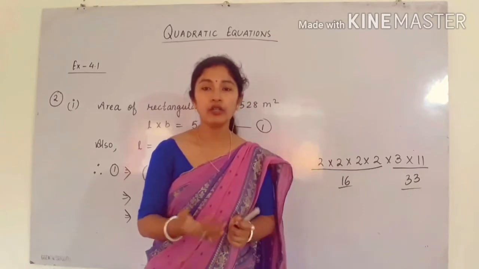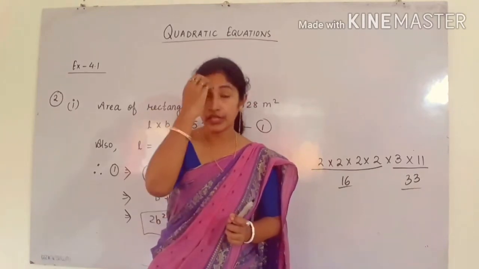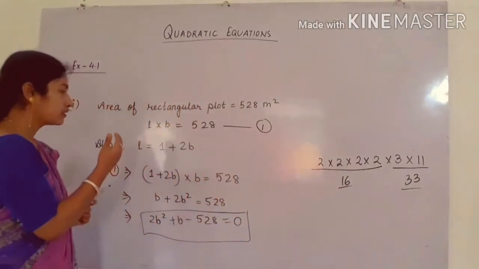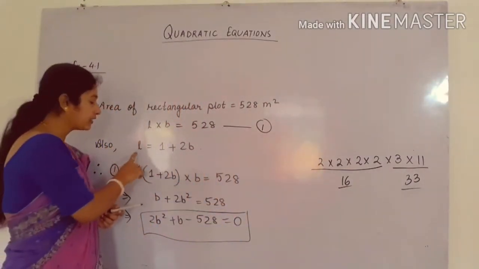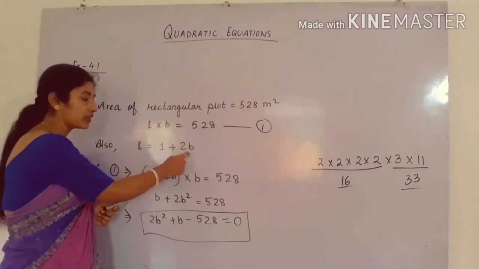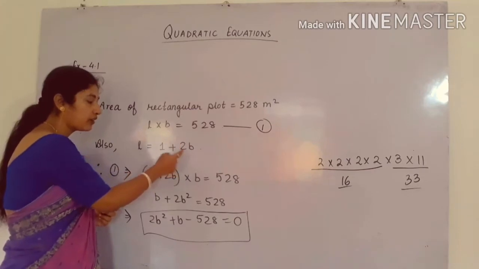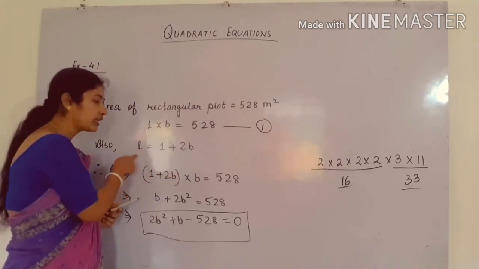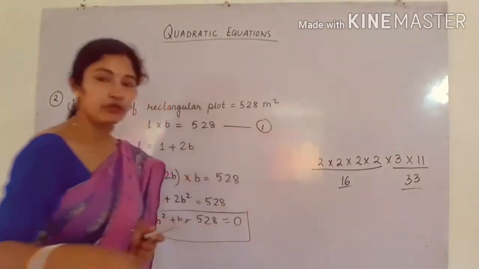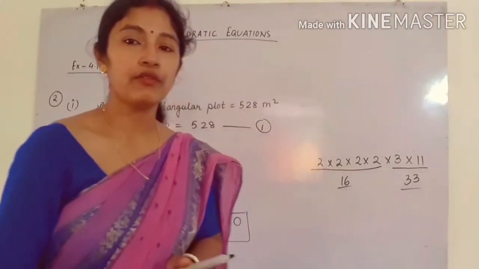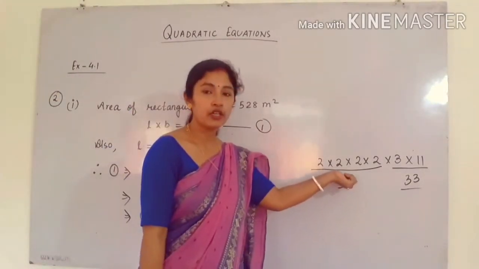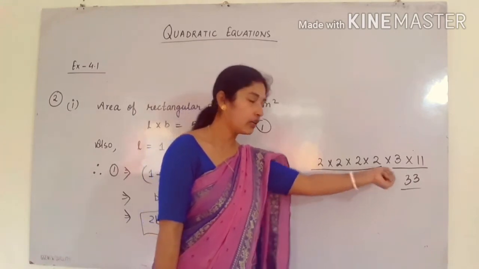And when we add 1 to 32, we will get what? 33. And that is the condition written in the question: the length is 1 more than twice its breadth. So when we double the breadth and add 1 to it, we will get L. From this condition, from what we did in factorization, we can get the answer easily. So when we double 16, we get 32, and when we add 1 to it, we get 33.